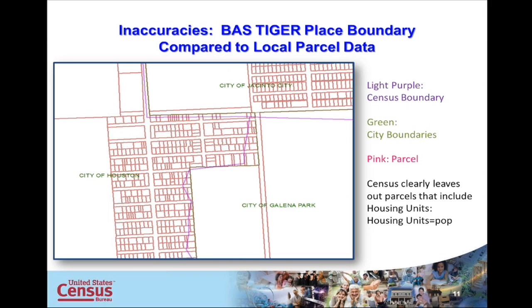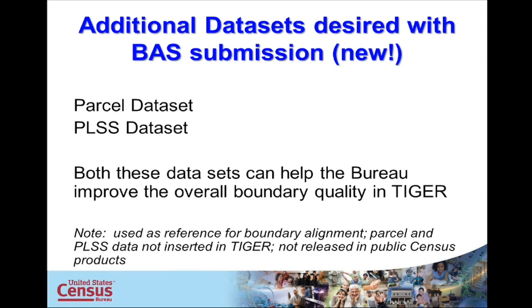So in addition to encouraging counties to get consolidated BAS agreements in place, we're also looking to acquire parcel data, if you're willing to share it, and PLSS data to use as a reference source. And we're trying to overall improve the boundaries in TIGER. Both of these data sets will not be included. They won't be added to the TIGER database. They are simply used as a reference layer. And of course, we couldn't do that anyway. We can't share individual address information, but we're just using those for boundary realignment. And we don't release those in the public database.